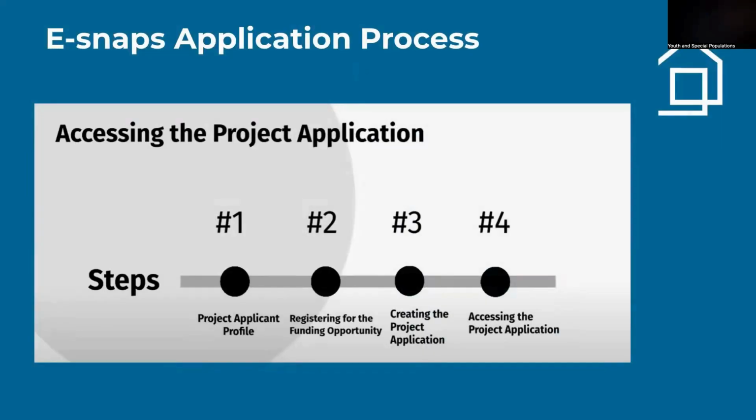So the main things that you'll have to focus on when you are opening up an application in eSnaps are setting up your applicant profile, registering for the funding opportunity, creating the project application, and accessing the project application. These are the four main steps for eSnaps.